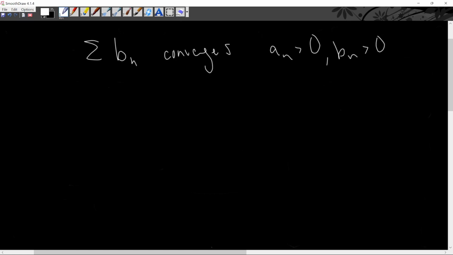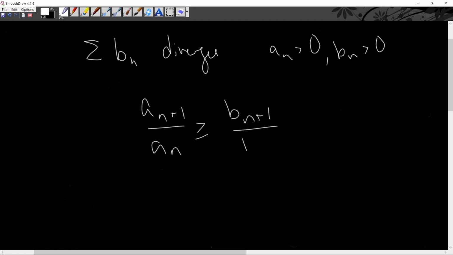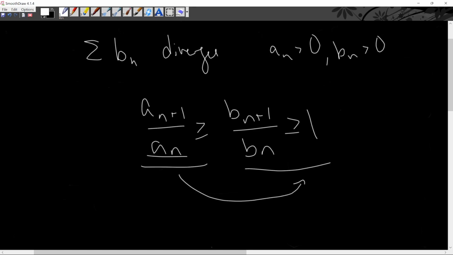And if b sub n diverges, and the reason that a sub n and b sub n are greater than 0 is because you obviously cannot divide by 0. You will not get a value. Then if a sub n plus 1 over a sub n is greater than or equal to b sub n plus 1 over b sub n, then this diverges. Again, if you think of this as greater than or equal to 1, since this is greater than or equal to 1, which means that since this diverges, this diverges. That's the ratio comparison test.